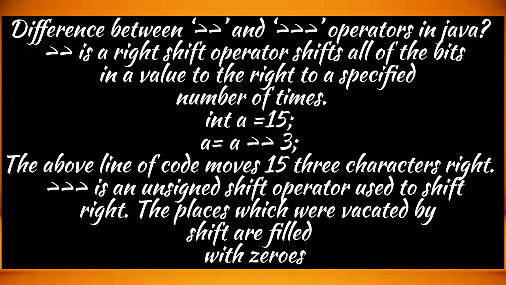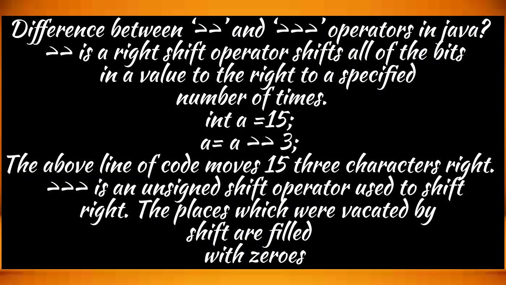Now, the difference between the double greater than and triple greater than operators in Java. Now, double greater than is the right shift operator, which shifts all of the bits in a value to the right by the specified number of times. Now int a equal to 15. a equal to a, then the double greater than sign and 3. These both are equal. The above line of code moves 15 three places right.